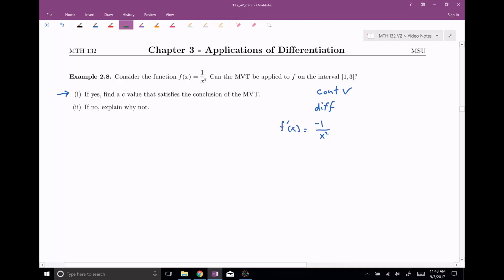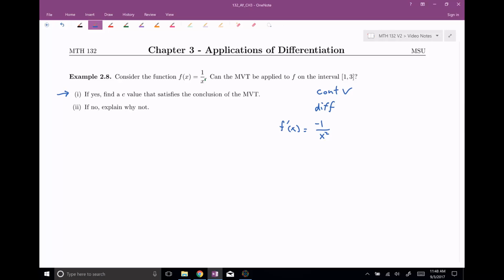Okay, so there is our derivative, and we want to know, is it differentiable on the interval from 1 to 3? Well, again, you can see it's not differentiable at 0, right? If you were trying to plug in 0, you'd be dividing by 0. It wouldn't make any sense, right? You wouldn't get out a real number answer.